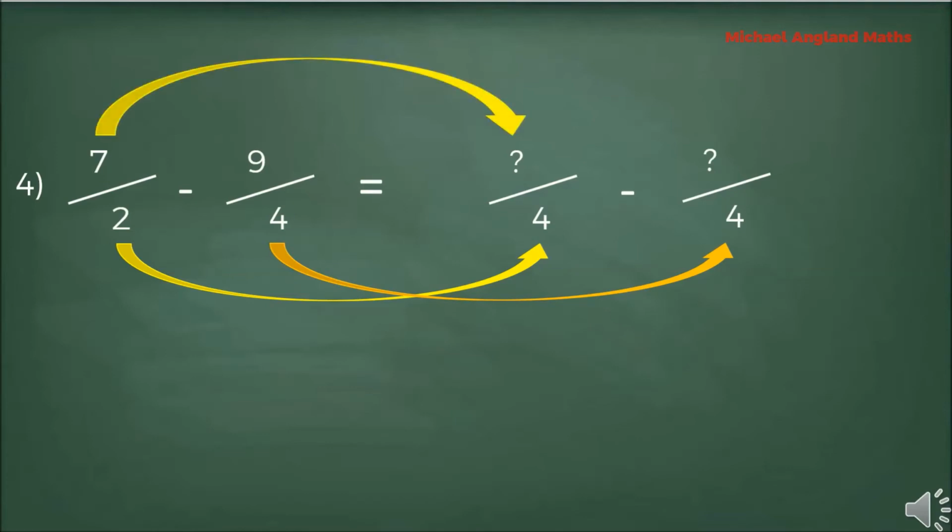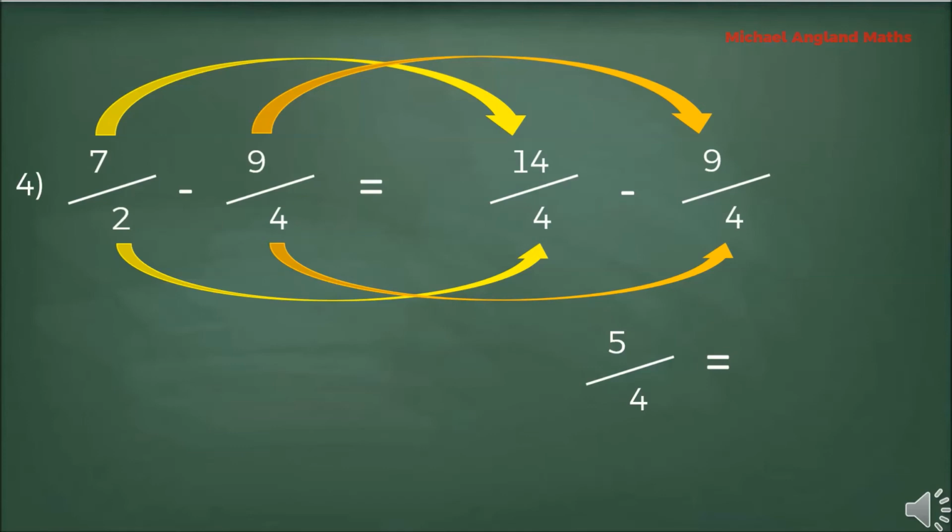So 7 multiplied by 2 gives 14. And 9 multiplied by 1 gives, of course, 9. So 9 over 4 stays as 9 over 4. And 14 minus 9 is 5 over 4, which can be written as 1 whole and 1/4.